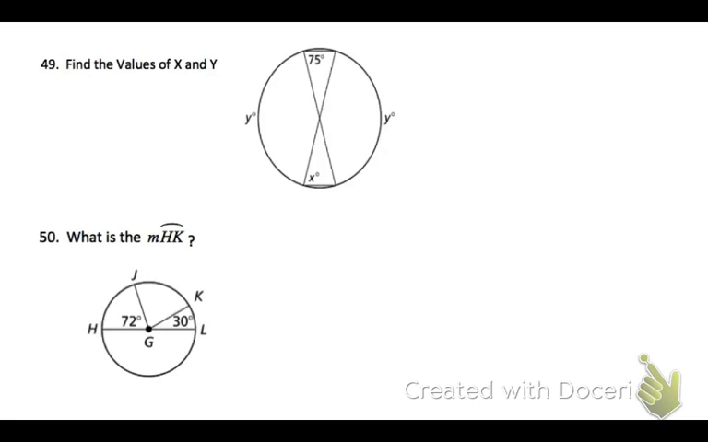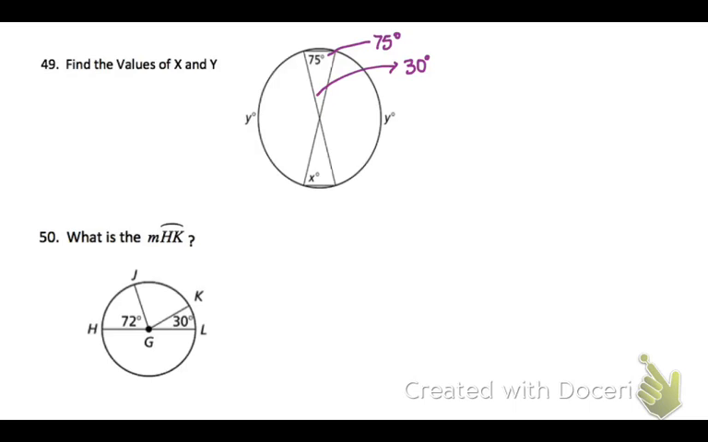And I know this is an isosceles triangle because the sides are the radius, and the radius is the same no matter where you draw it. So that has to be 75. So I can figure out that the central angle, or the other angle of that triangle, is 30.